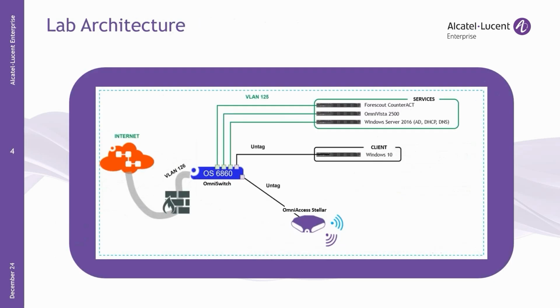For this demonstration, I've set up a small lab environment to highlight the capabilities of ALE and Forescout. In this lab, I've deployed the Forescout CounterACT appliance, the OmniVista 2500 network management system, and a Windows server handling Active Directory, DHCP, and DNS. To interconnect the devices and manage the network effectively, I've included an OmniAccess Stellar access point and an OmniSwitch. The network is segmented into two VLANs, one for management traffic and the other for user data. I'll be connecting to the network with the Windows client.